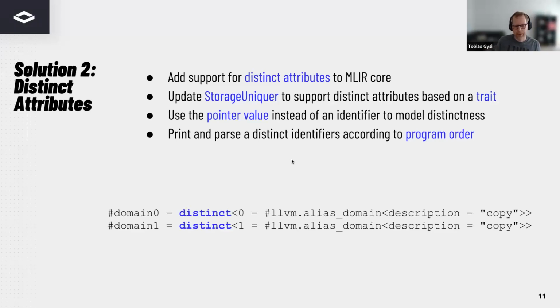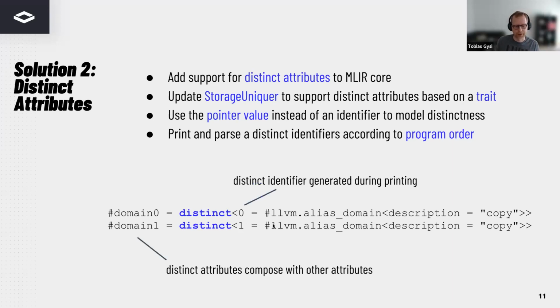So how could this look? This is roughly what it looks like in the prototype I did some time ago. So basically, we still have the attribute printed here as a normal attribute, and there is a wrapper around it that says that this specific attribute is distinct. And we also have a number here that is sort of the unique identifier. It's not stored on the attribute itself, it's really generated during printing.